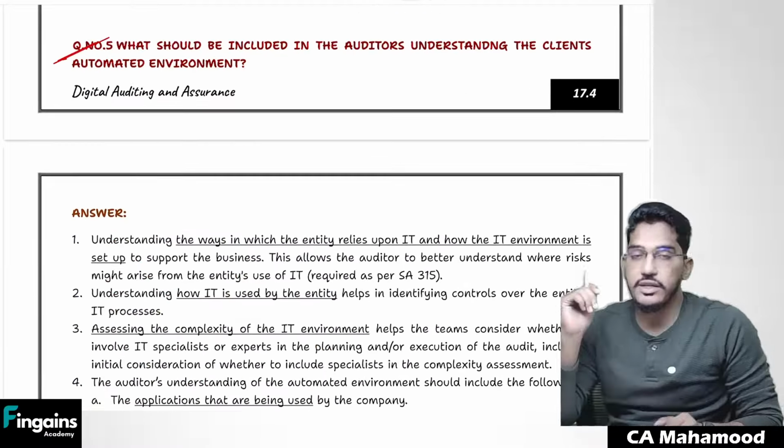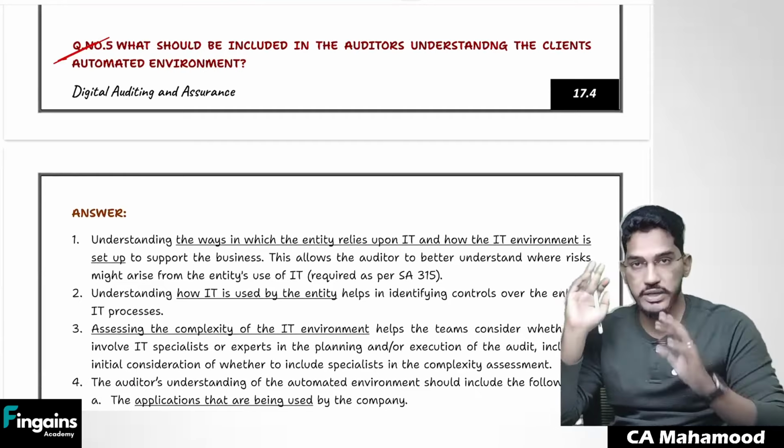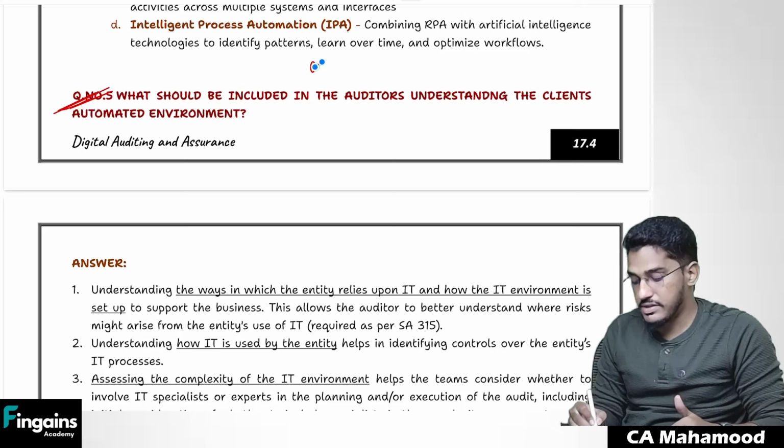So what specifically do you need to understand regarding the client's automated environment? This is one such important question from the examination perspective. What they are trying to say here, guys, is this: if you remember, we have understood risk assessment procedures as a part of SA 315. We understood that the first and foremost procedure which the auditor is going to perform is risk assessment procedures.